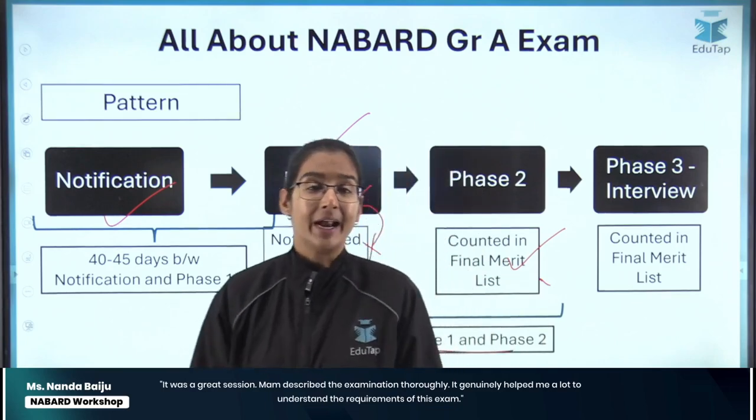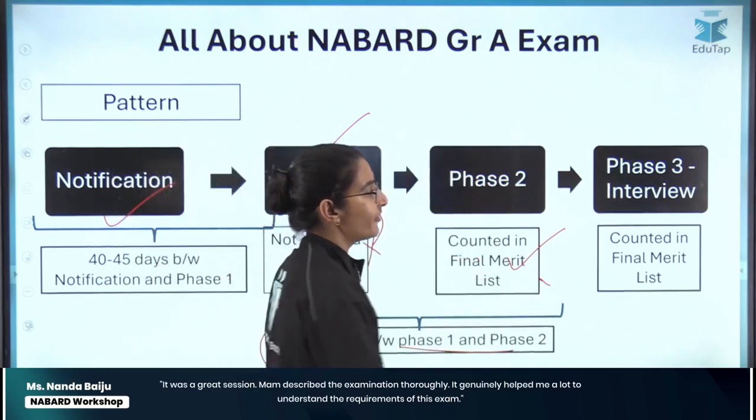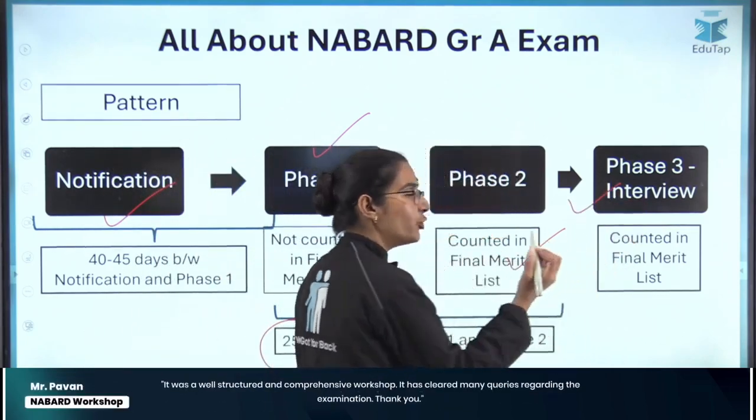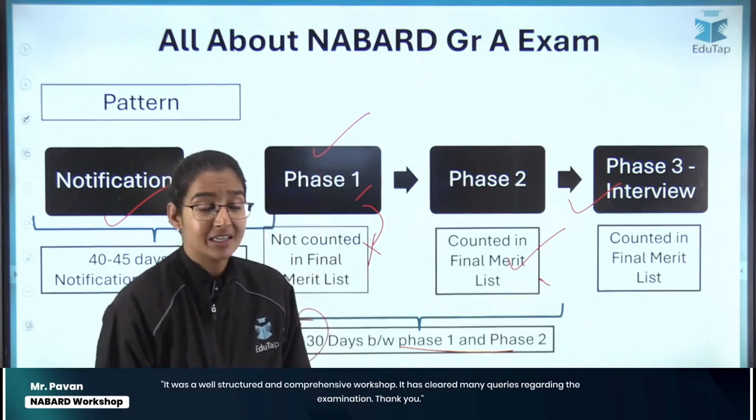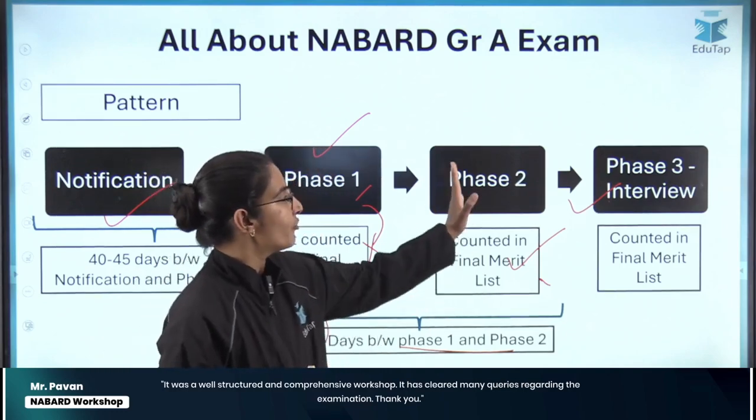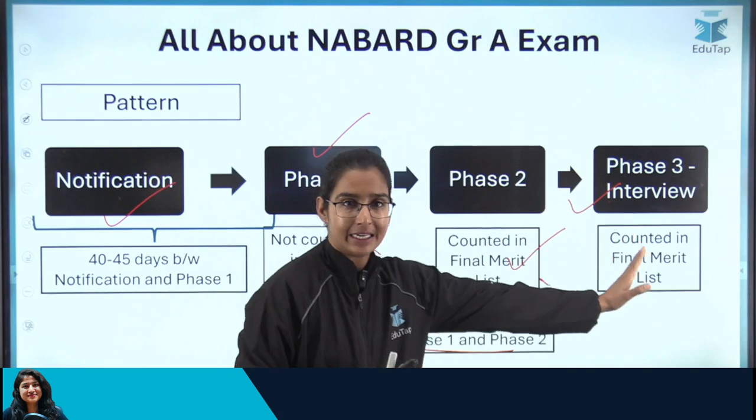So that is the pattern, and after phase 2 we are going to have phase 3, which is the interview, and interview marks will also be counted in the final merit list. So the final merit list consists of marks from phase 2 and phase 3.